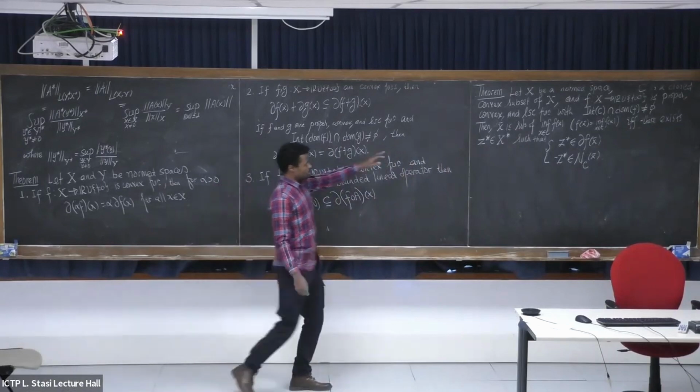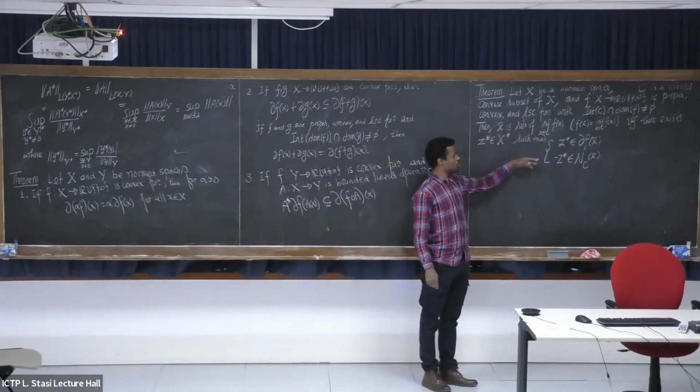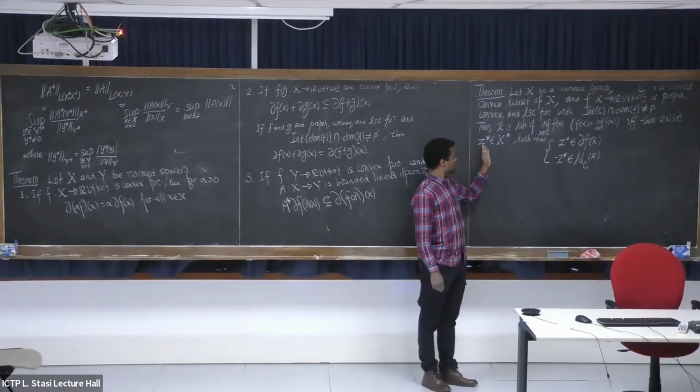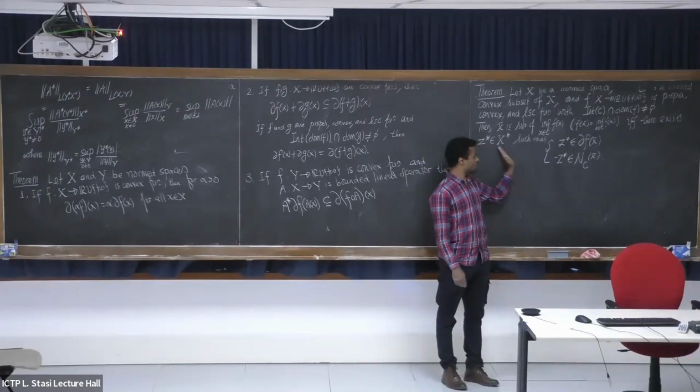So this point is the solution of this one if you can find a linear functional, an element of the dual space, an element of the dual of X, so that these two conditions are satisfied.